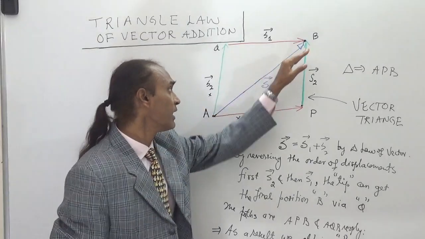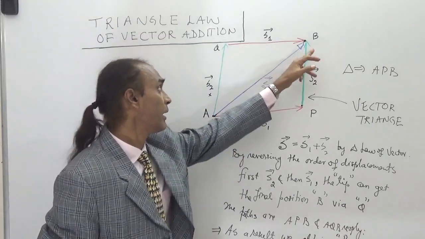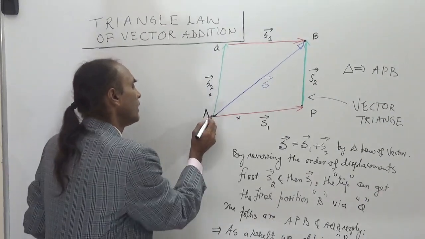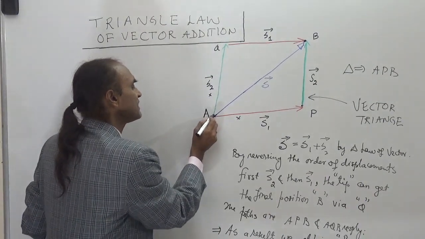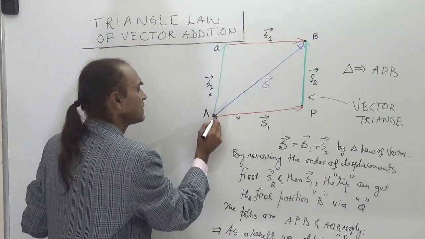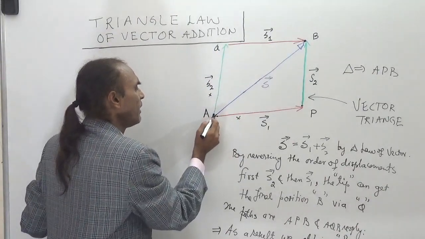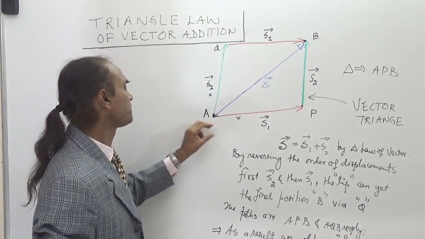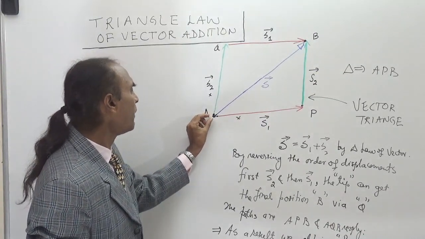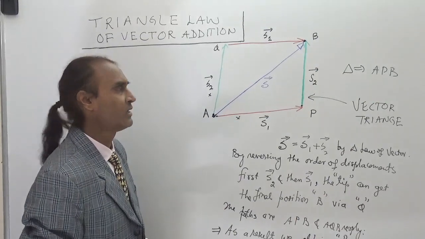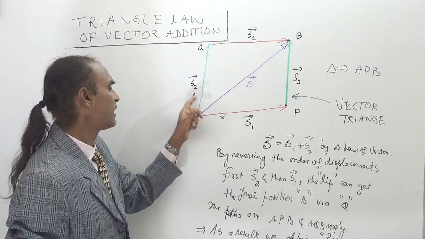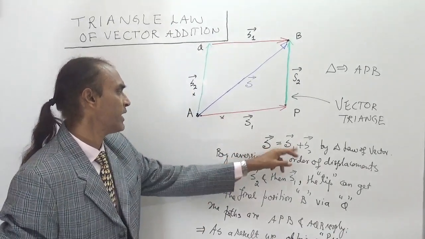Then the diagonal, what is the diagonal? AB, which passes through the common tails. This is the tail of vector S2, this is the tail of vector S1. This is the common tail, or the starting point, of these two vectors, and it will represent the resultant of S1 and S2. S is equal to S1 plus S2.